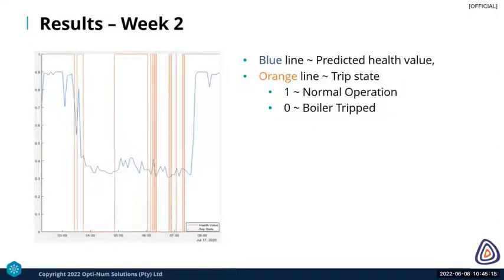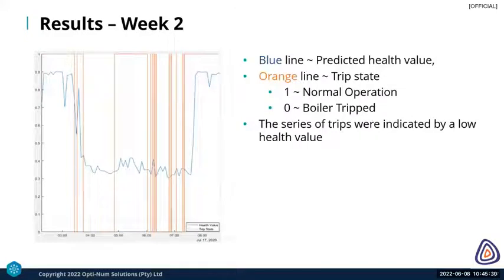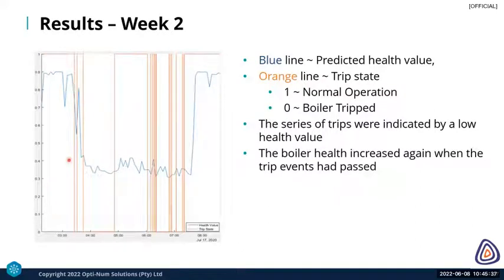Next up, in the second week, once again our health value is in blue and our orange line is our trip state. One indicates normal operation, if the orange line is up here, and 0 indicates that our boiler tripped. The series of trips were indicated by a low health value, as we can see over here. You can see the boiler oscillating between a tripped and not tripped state. And as this set of trips passes, we can see that boiler health increases again.